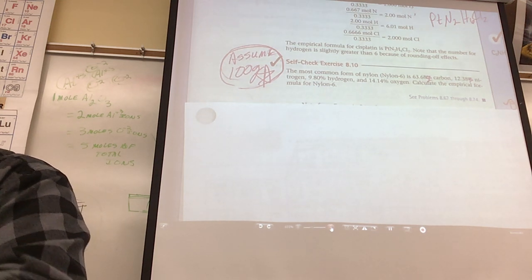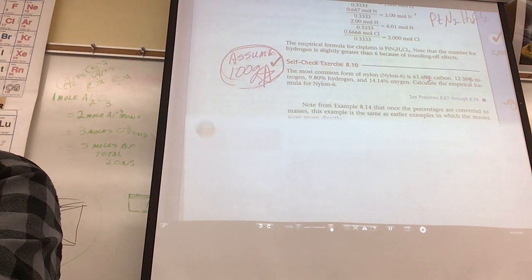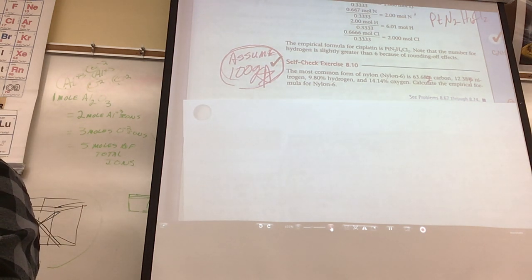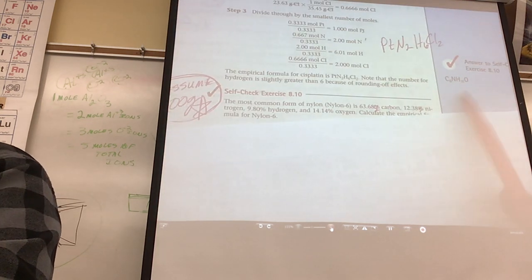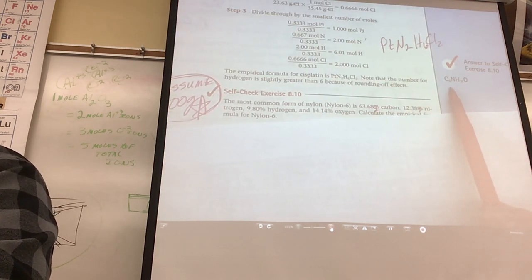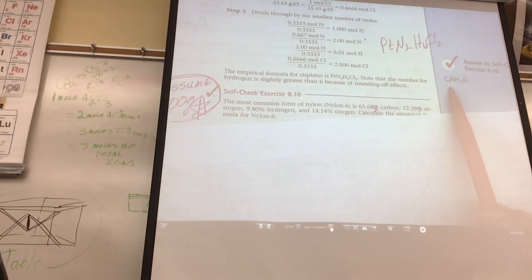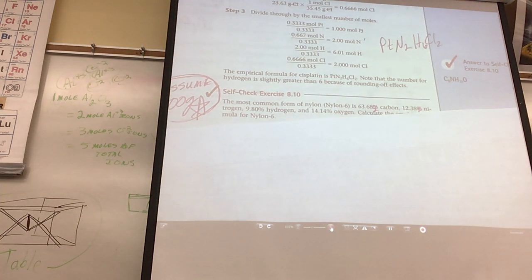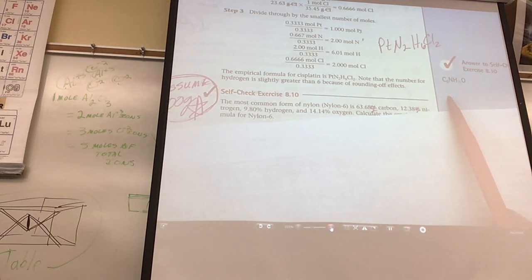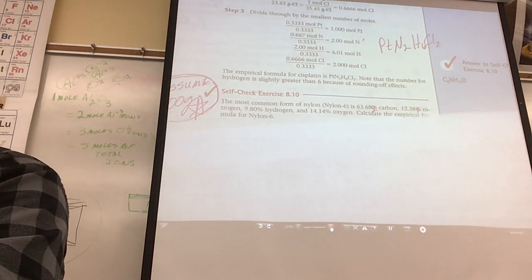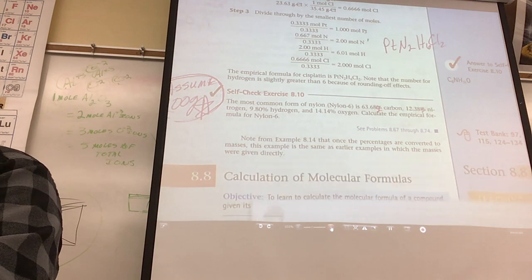Moles. So let's see if they give the answer here. Exercise 8.10. Okay, here it is. If you're interested and you want to go home and see if you got it right, there's the answer there. It says C6N8H11O. So one more time, if you want to go home and try that one, it's C6N8H11O. Got it?